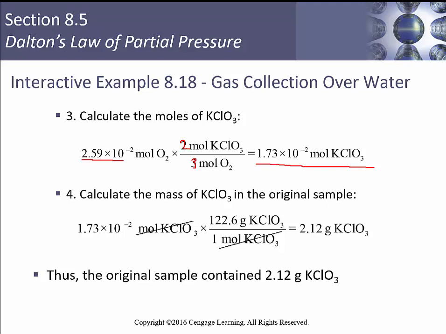To calculate the mass, all we do is we take our moles of potassium chlorate, multiply by the molecular mass, 122.6 grams of potassium chlorate per 1 mole of potassium chlorate, and we get 2.12 grams of potassium chlorate. Thus, the original sample had 2.12 grams of potassium chlorate.